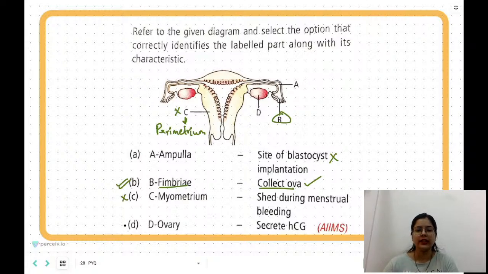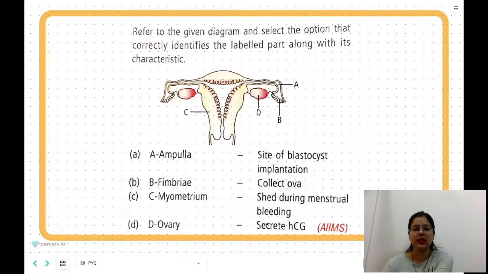All right. Then D is your ovary. So ovary is going to secrete HCG. So D ovary तो है, ठीक है, but it is not going to secrete HCG because HCG is human chorionic gonadotropin hormone that is actually released by placenta. So this is ultimately released by placenta. तो हमारा जो सही ऑप्शन है वो ऑप्शन बी हो जाएगा. तो इसमें हमारा जो करेक्ट ऑप्शन है that is going to be your B.